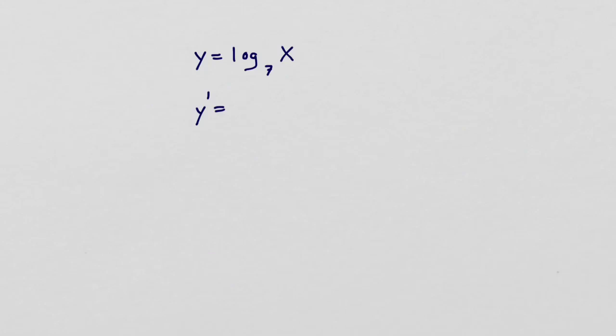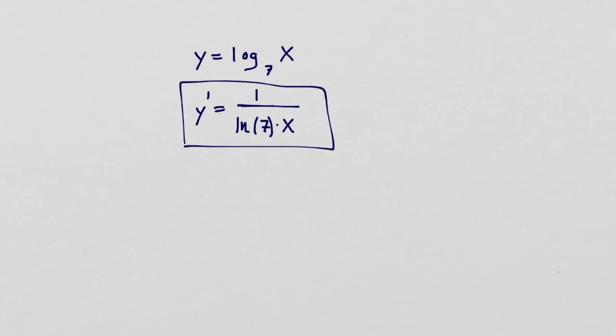So let's look at a couple of examples here. The first one's pretty straightforward. If y is equal to log base 7 of x, the derivative would simply be 1 over the natural log of 7 times x. As we've been doing, our pattern has kind of been to look at the simple example first and then apply the chain rule to make it a little bit more difficult. So let's do that with the logarithms as well.